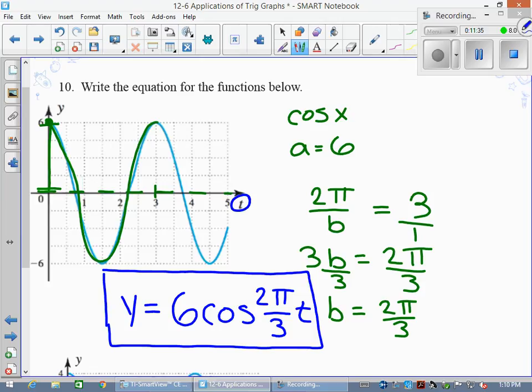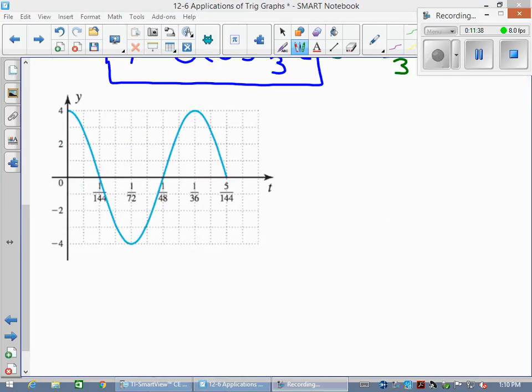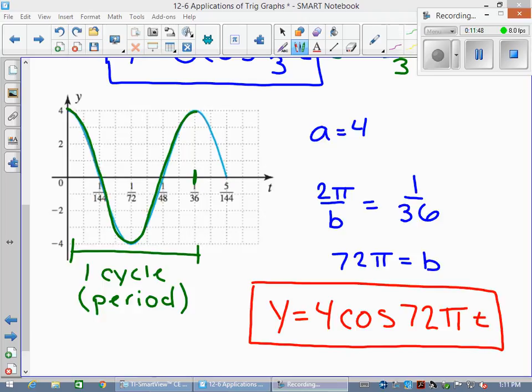I'm going to take a second and try this next example. Again, determining my amplitude, finding my b value, and then putting it together as an equation. If I look at this graph, again, I know that this is a cosine graph because I'm starting at its maximum point. I can determine my a value, and to help me find my b value, I want to see what one cycle is for my period, and I can see that that is 1 over 36. So I set my period 2 pi over b equal to that, cross multiply to get my b value of 72 pi. And then just finally putting it into our equation.